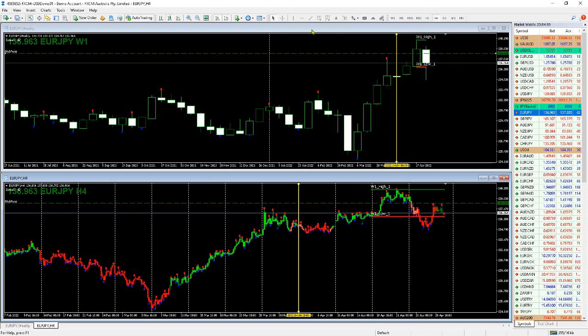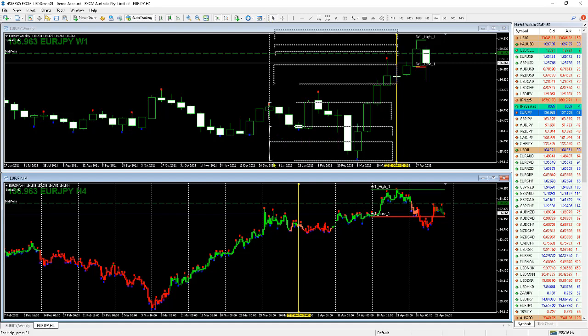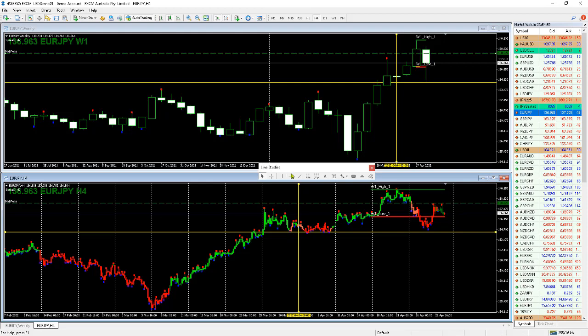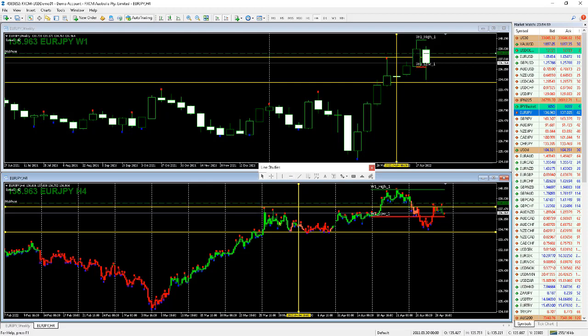But if here you decide that okay, I'm going to put an entry below over there and an entry above. So that's the weekly high, weekly low. The midpoint would be somewhere here.